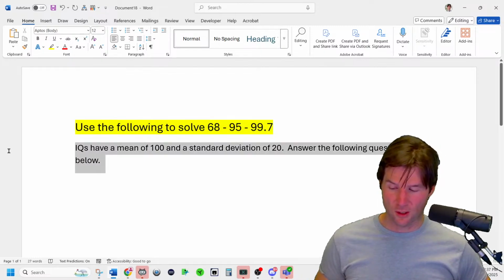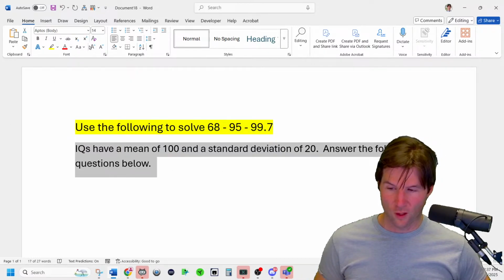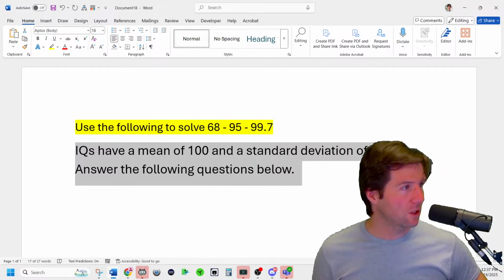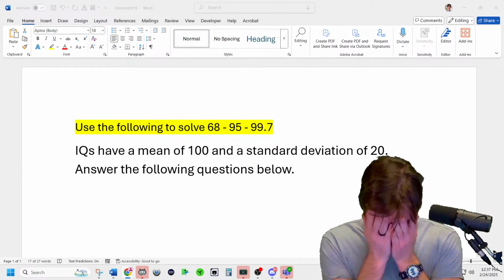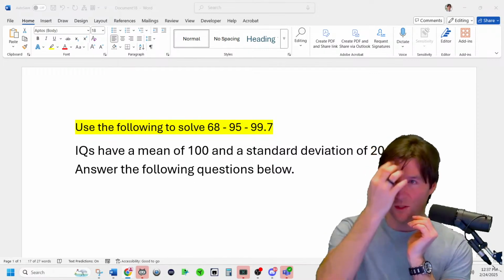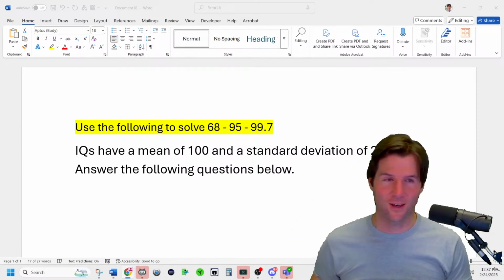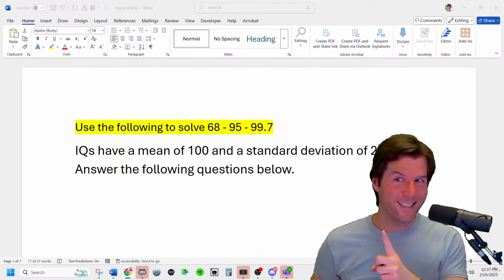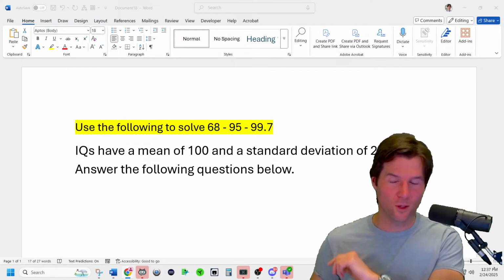Pro tip. Before the test starts, draw out what? Before the test even starts, sorry. Well, you should do it before it starts. You cannot bring notes to the test. Please, pro tip, you can't bring notes to the test. When the test starts, draw the normal curve.